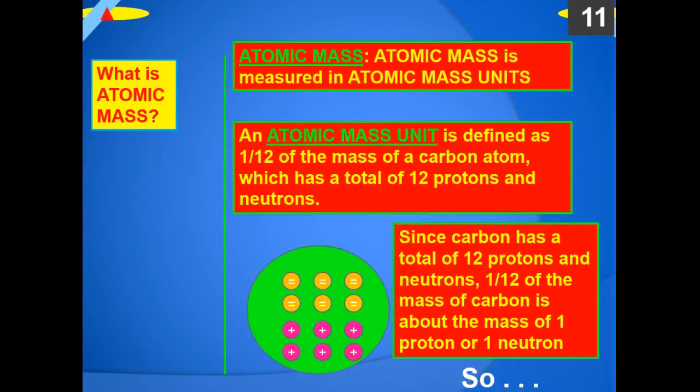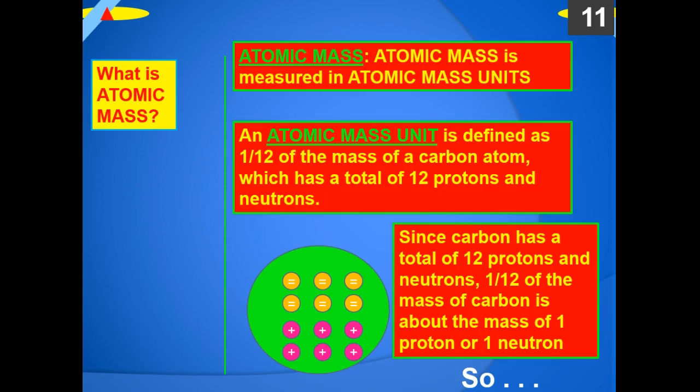Okay, so let's talk about atomic mass. What is it? Well, mass is basically how much matter something has. It's similar to weight. Not technically, weight and mass are different, but we can think of it as the same thing. It's how much matter, how much substance, how much weight something has.